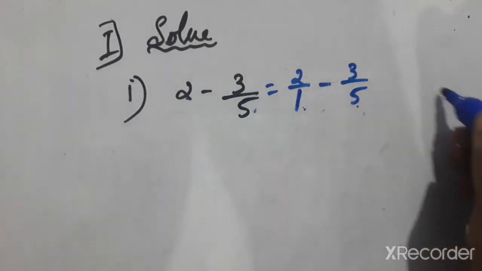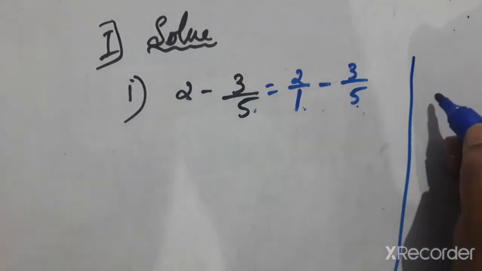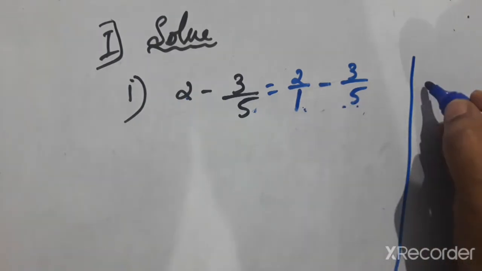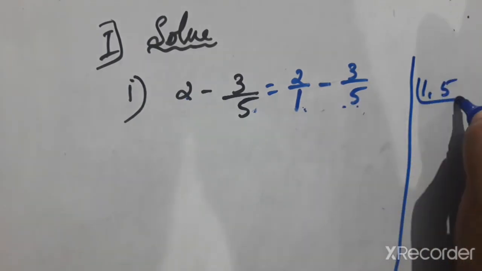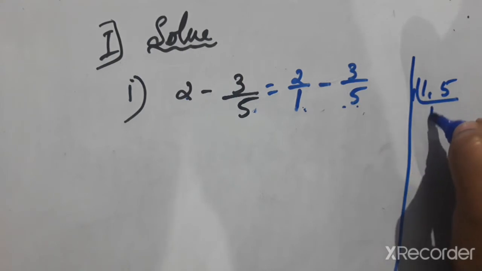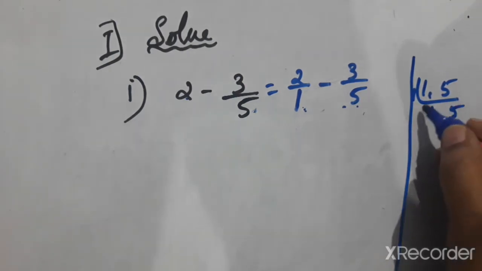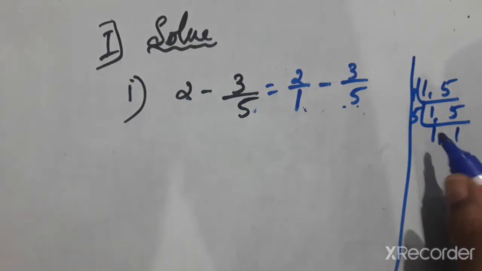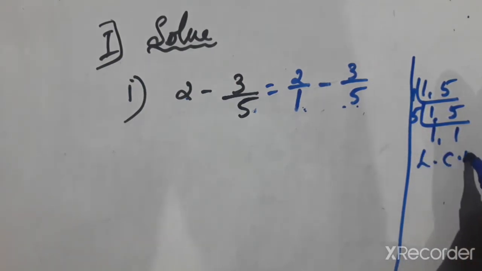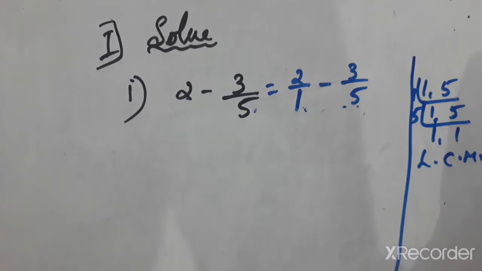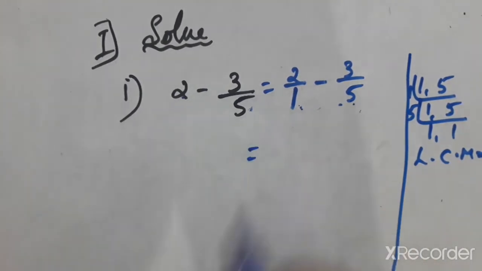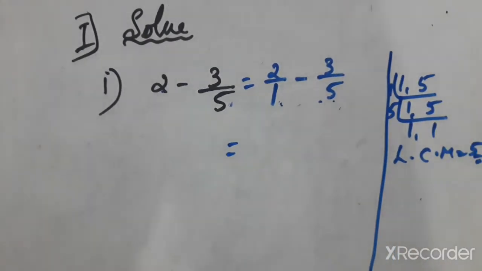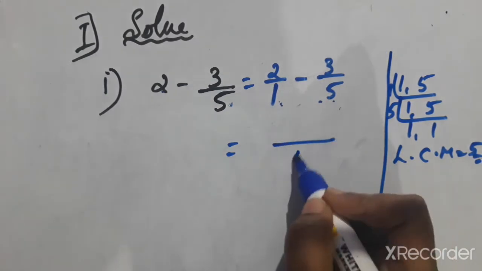So here the first step is to find the LCM of the denominators 1 and 5. In which table does it multiply? 5. 1 as it is, 5 ones are 5. So the LCM is 1 into 5, which is 5. The LCM of 1 and 5 is 5 only.